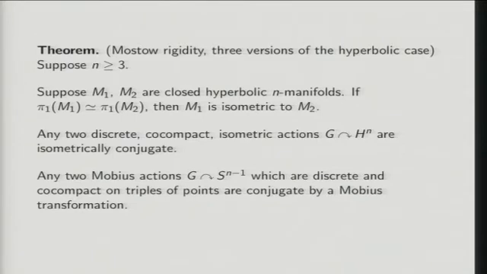Okay, so what does this mean? Well, for one thing, we're saying that if you have a group G, and it happens to have a discrete co-compact isometric action on hyperbolic space, then that action is unique up to isometric conjugacy. Most groups won't have such actions, but if you have a group which has one, then it's canonically associated with the group G. There's a unique such action.